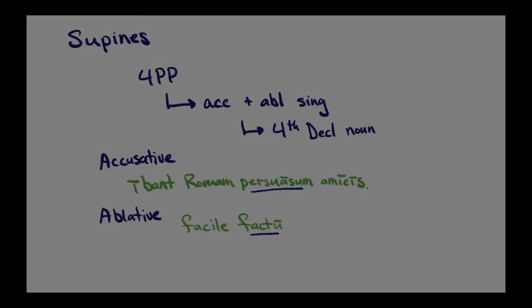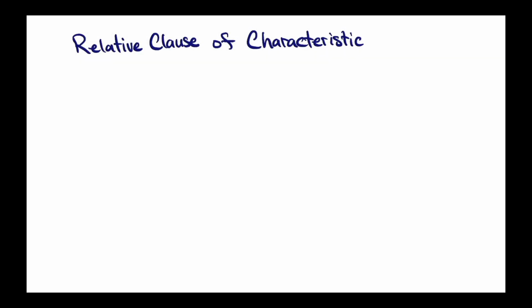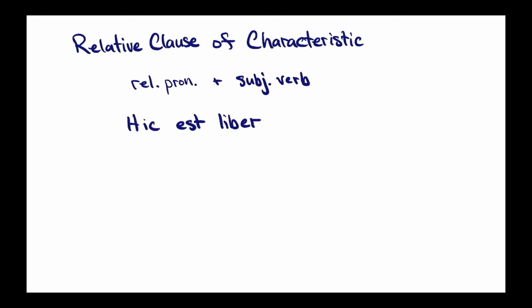Okay, the last thing I want to talk about today is a certain kind of relative clause. It's called the relative clause of characteristic. And this really is a relative clause with a subjunctive verb. So it begins with the relative pronoun, and then we have our subjunctive verb. And what this does is it describes the general quality of the antecedent of the relative pronoun. So here's an example. Hic est liber. This is a book, or this is the book. Now we'll go ahead and add a relative clause of characteristic to describe the book.